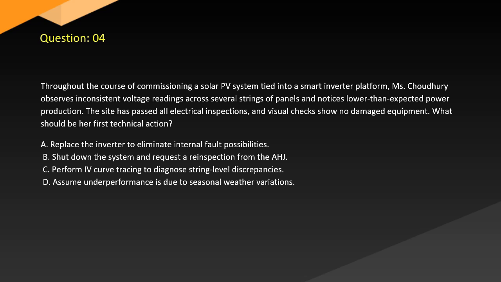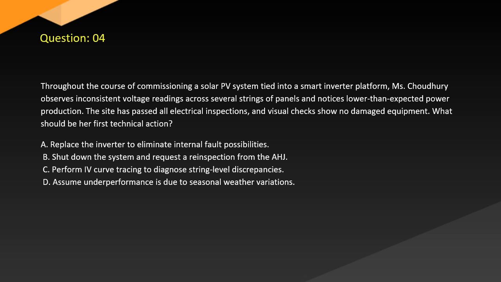Question 4. Throughout the course of commissioning a solar PV system tied into a smart inverter platform, Kahuri observes inconsistent voltage readings across several strings of panels and notices lower than expected power production. The site has passed all electrical inspections and visual checks show no damaged equipment. What should be her first technical action?